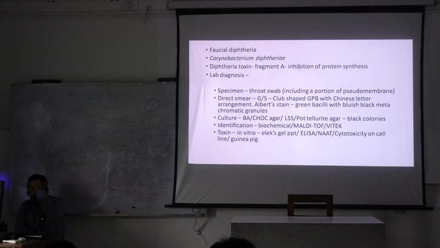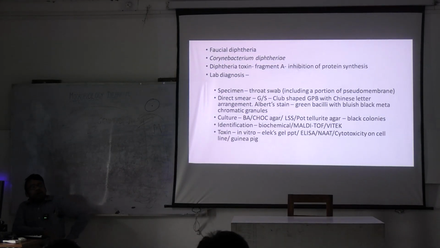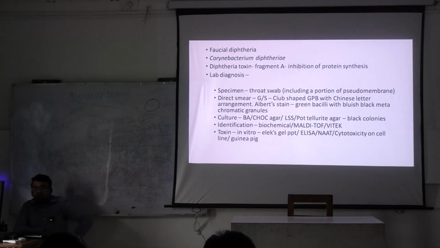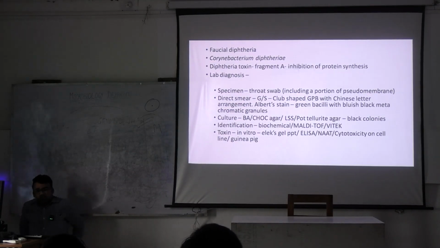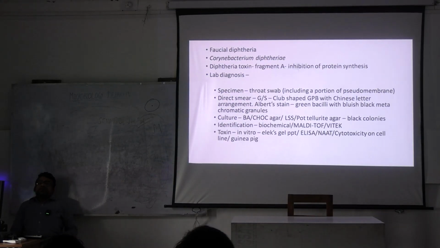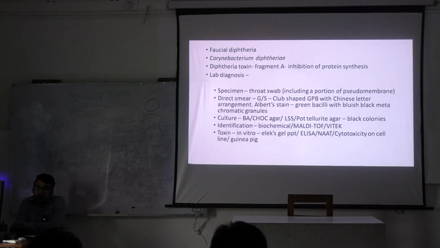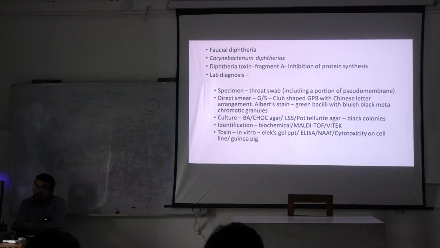Now, what will we be getting? On Gram stain, we can find club-shaped Gram-positive bacilli. And on Albert stain, we can find green colored bacilli with blue colored granules. So, if these two findings are there, then we can confirm that this is a case of diphtheria and start management. Culture can be done on blood agar, chocolate agar, or specific agar for diphtheria like tellurite agar.